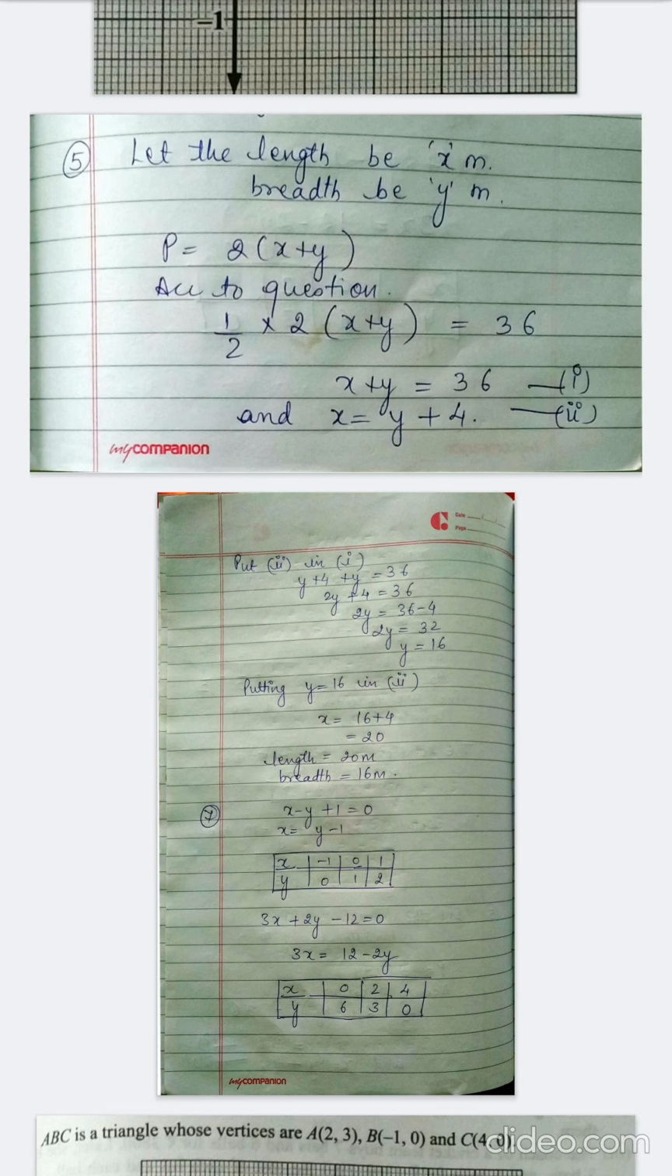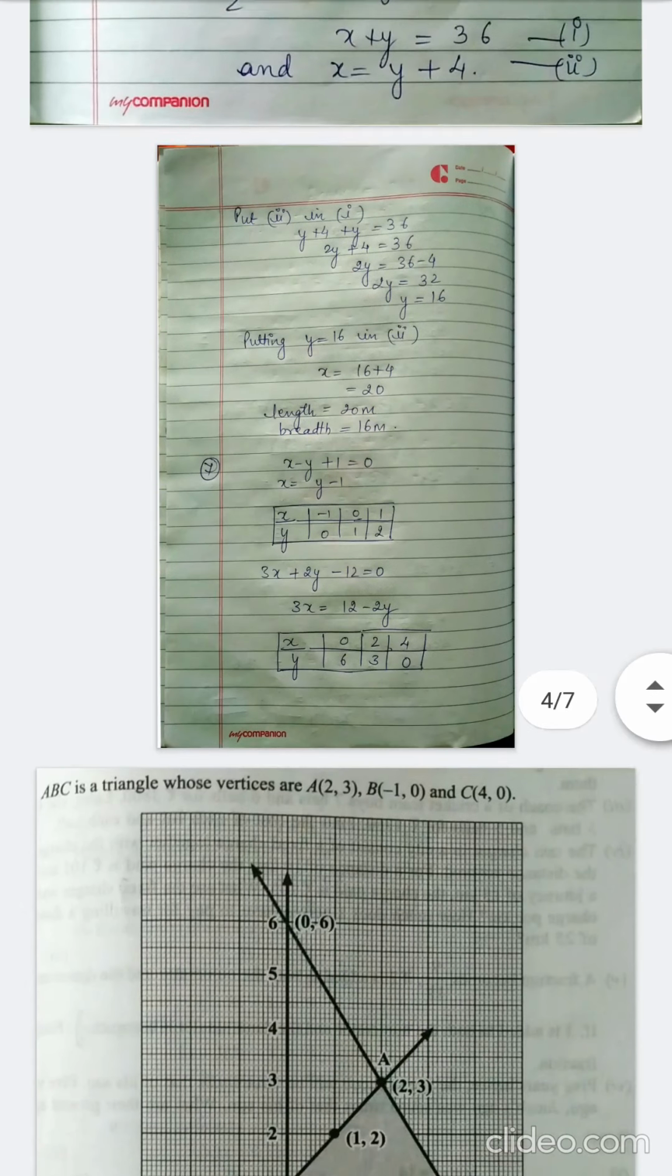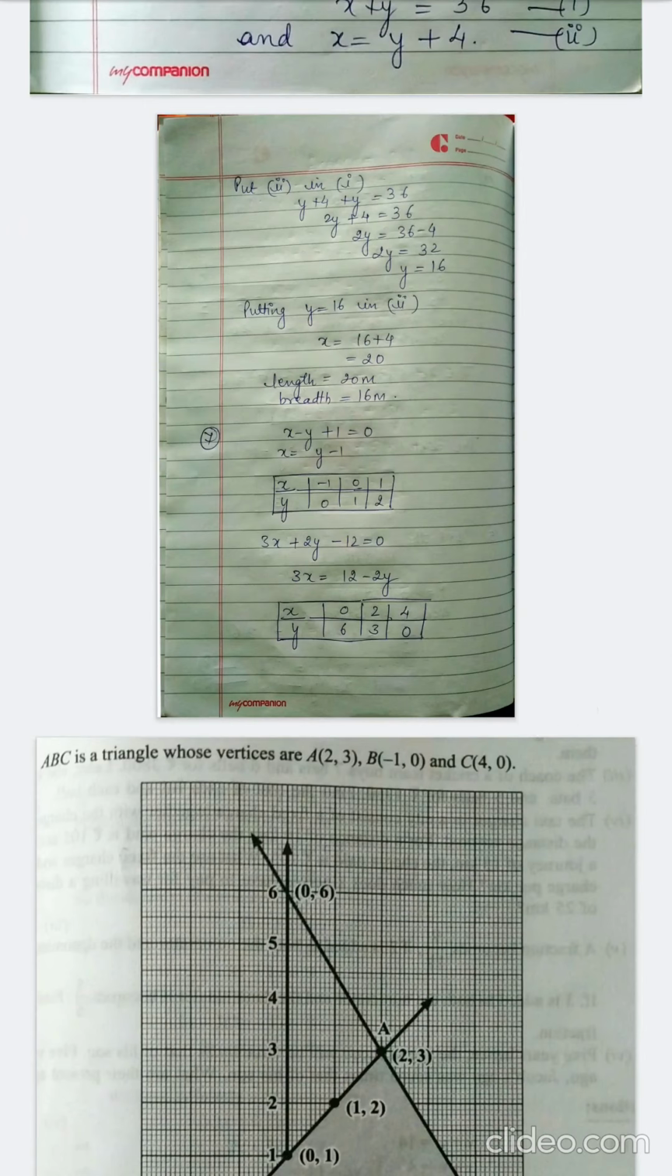Next, question number 7. In question number 7, it is given that x minus y plus 1 is equal to 0 and the next equation is 3x plus 2y minus 12 is equal to 0. Right? It means x is equal to y minus 1 and 3x is equal to 12 minus 2y. By putting values, we get different values of x and y, right? Here we can see that by putting the value of x equal to minus 1, 0 and 1, we get the value of y 0, 1 and 2.